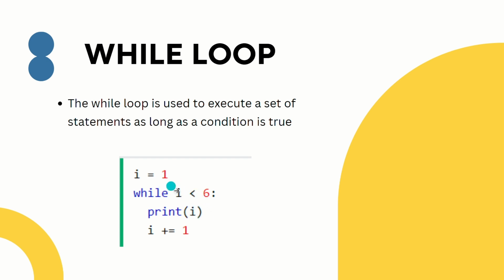So this is a simple example where you will be checking if the value of I is less than 6 and printing it if it is. It starts with 1, so we'll have 1 printed, then we'll have 2 printed, 3, 4, and 5. So as soon as it reaches 6, this condition will be false, so the statements will not be executed.